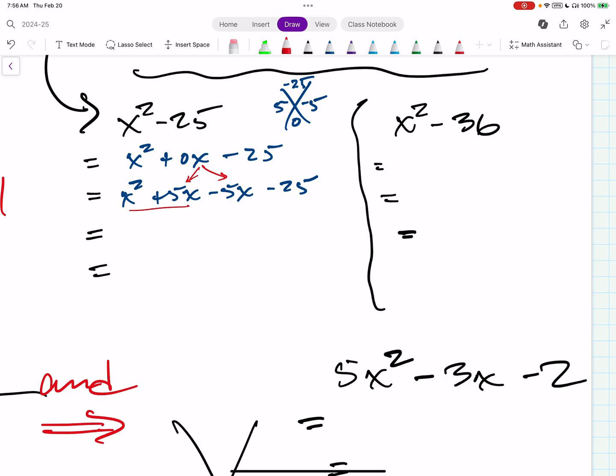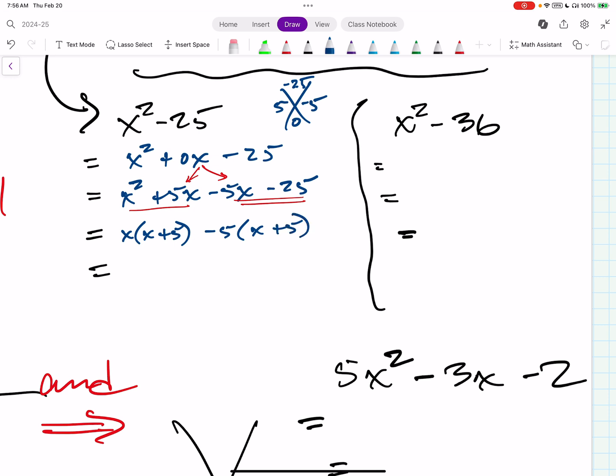Okay, again, first group, second group, and you factor out the GCF. So there's an x in common, that's it. So the only thing you can factor out is x. So you have x times x plus 5. Second group, lead term's negative, so factor out a -5, and you're going to get x times x plus 5 again. Distribute through back to check.